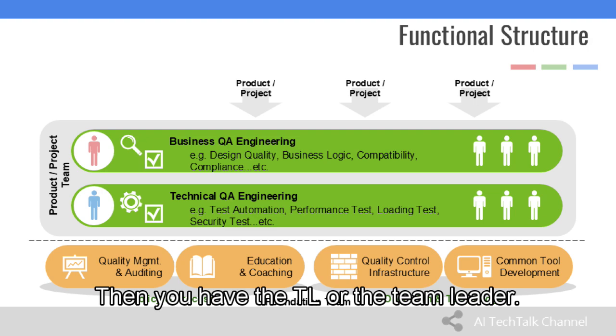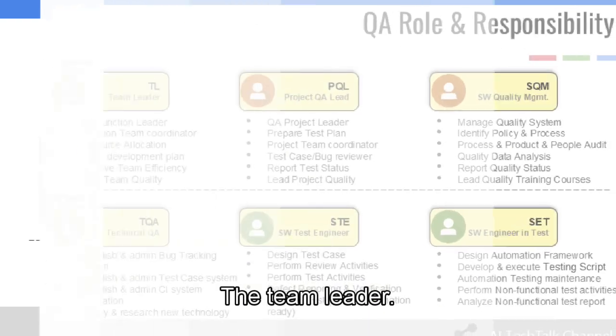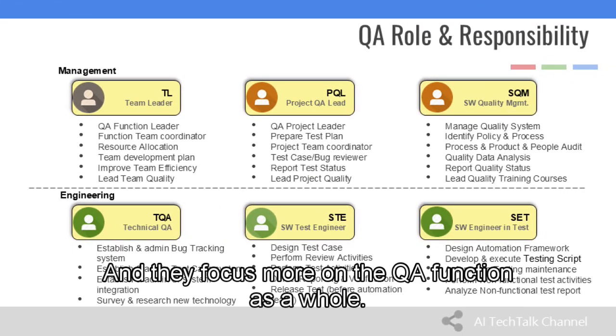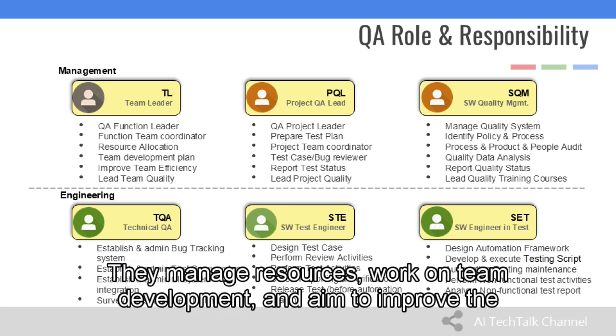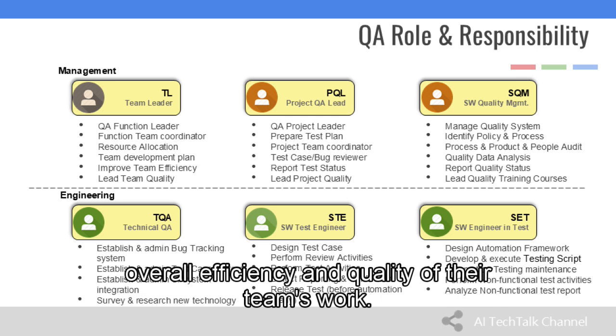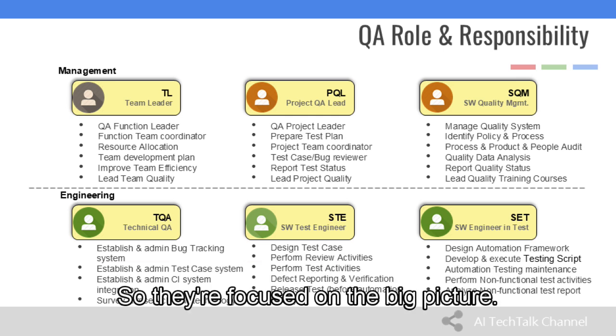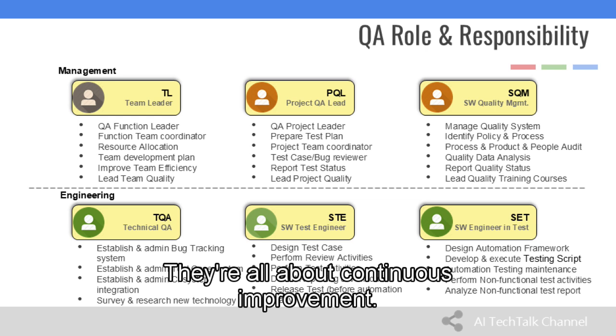Gotcha. Then you have the TL, or the team leader. The team leader. Right. And they focus more on the QA function as a whole. Okay, so they're managing a team of QA professionals. Right. They manage resources, work on team development, and aim to improve the overall efficiency and quality of their team's work. So they're focused on the big picture. Right. They're all about continuous improvement.